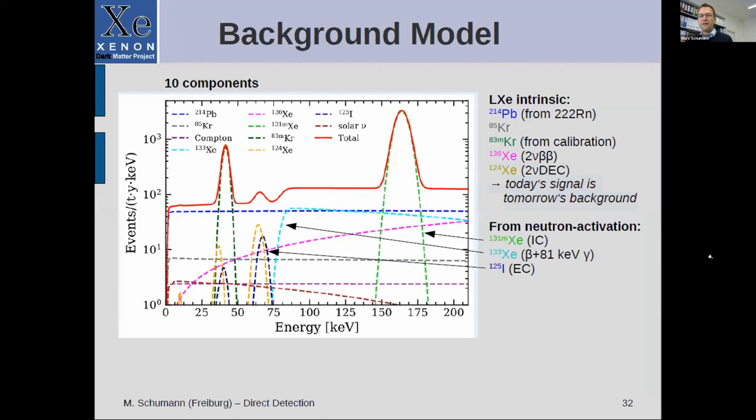What else do we have in our background model? We have isotopes that are short-lived.